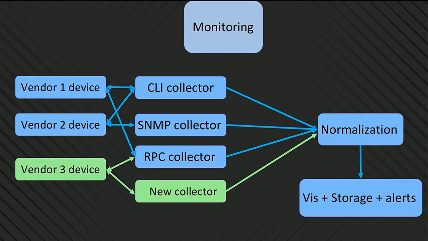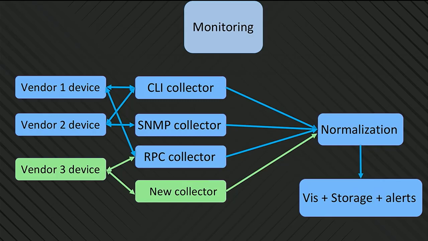Now, for a new vendor, if it supports an existing collector, then we just send it using the existing collector and feed it to our system. However, if the new vendor requires a new collector that we haven't implemented before, then we have to add a new collector.